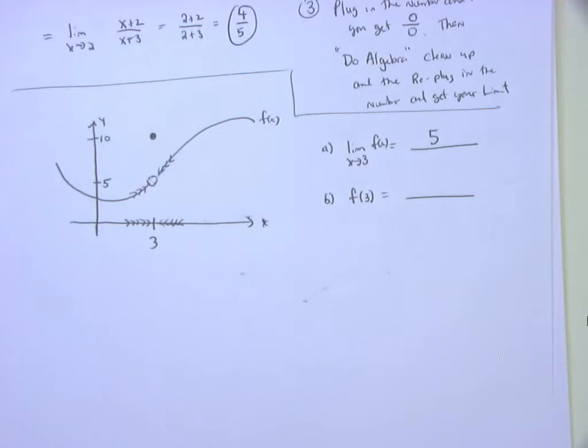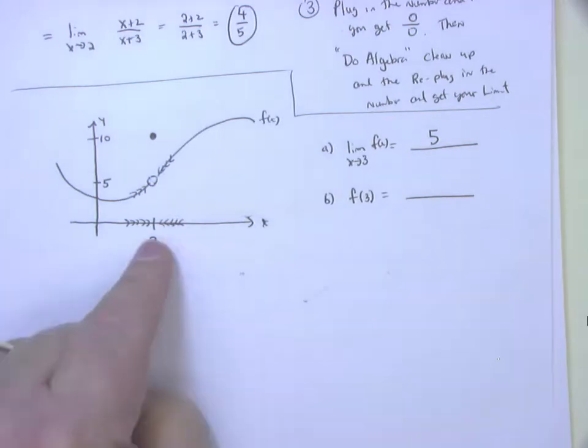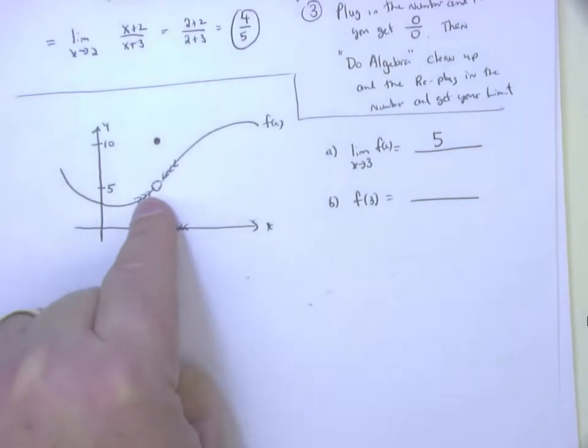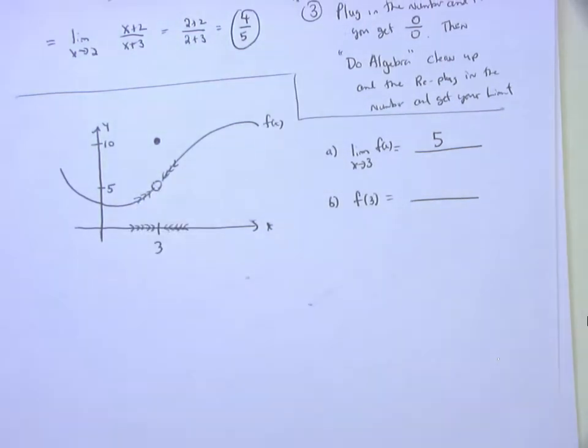Okay? However, now this is a different question. What's f of 3 equal to? F of 3 is actually where the dot is, right at 3. Because the idea of limit is you're getting very, very close to 3, and you're trying to figure out where the functional value is going. That's the limit. The functional value is what exactly is happening right at that point.